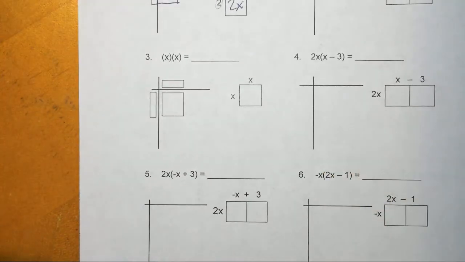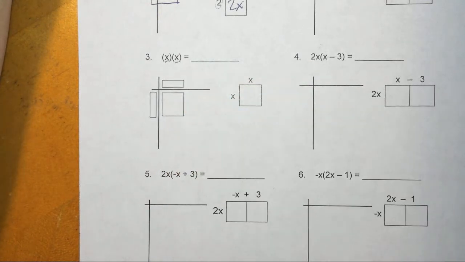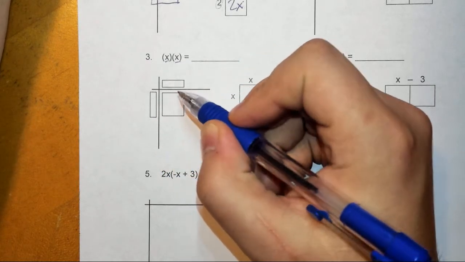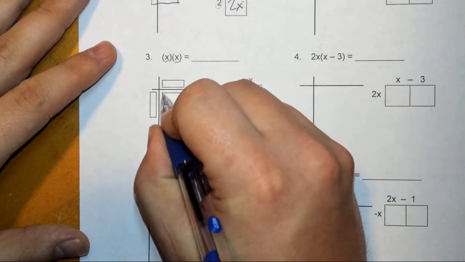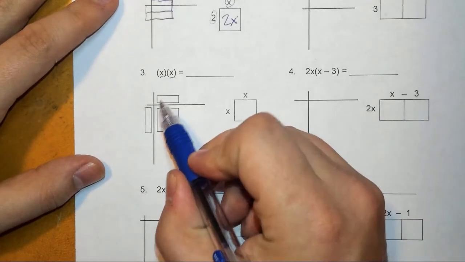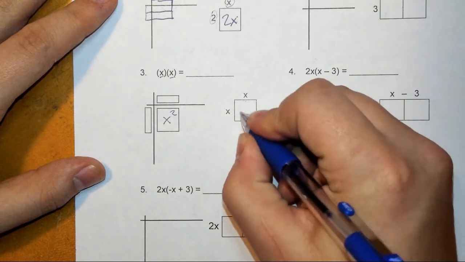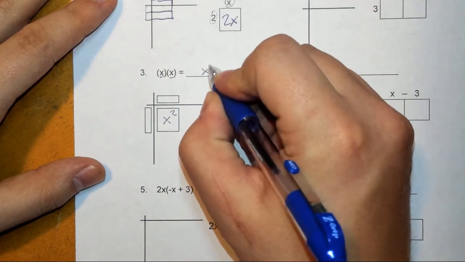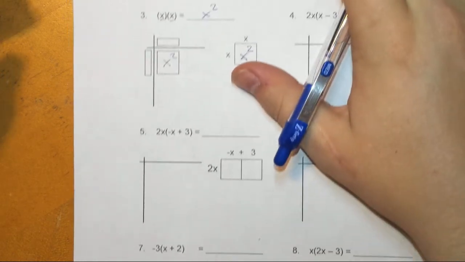Here on number 3, we got something a little different. Now we got one part of our product's x, the other part of our product's x. So this one's already drawn for us. We've got our x tile here, our x tile here. So when they extended their lines, what they found is they ended up with an x squared tile, like this one. So x times x makes an x squared. X times x, x squared. All three methods right there, all in one.